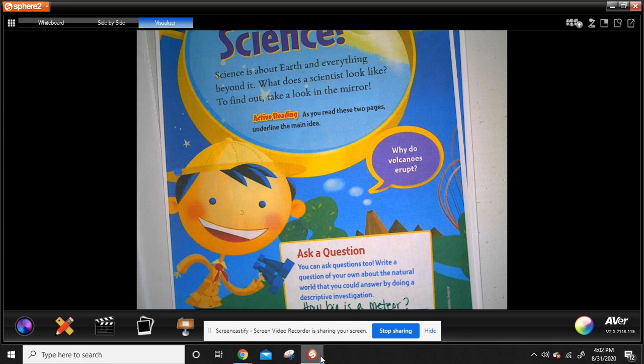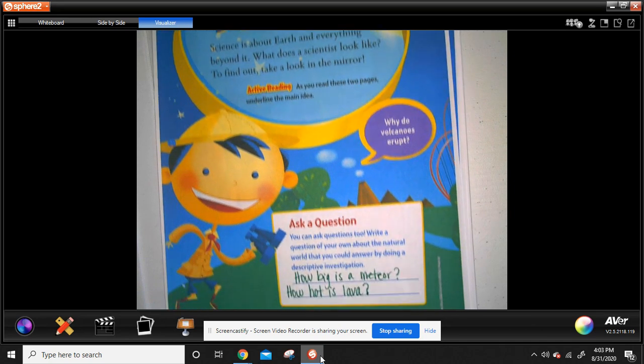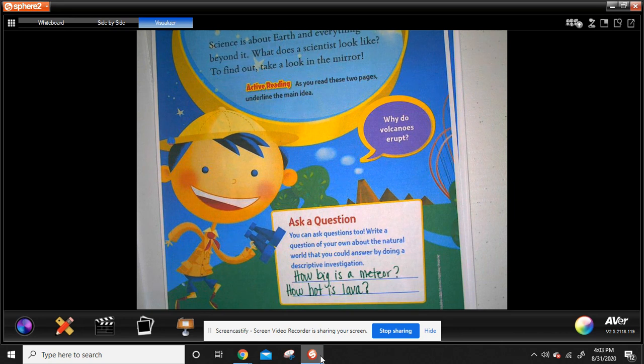Why do volcanoes erupt? Well, this is a question that is something we sometimes can guess or think of, or we might have questions about nature. So it says ask a question. You can ask questions too. Write a question of your own about the natural world that you could answer by doing a descriptive investigation. It says, how big is a meteor?